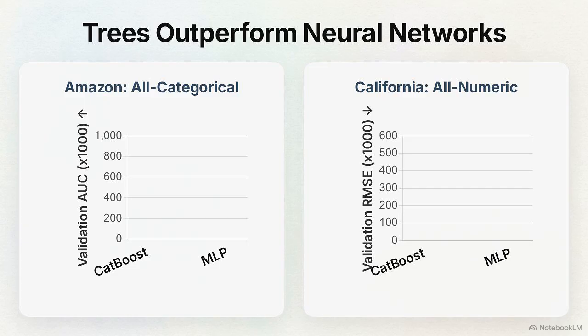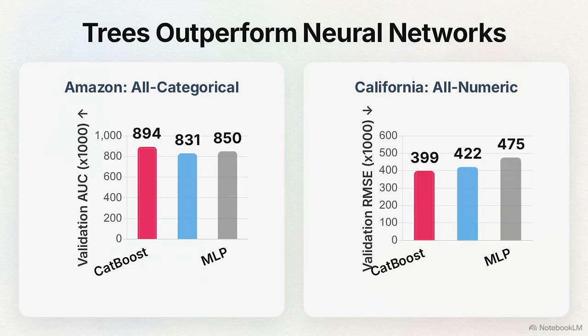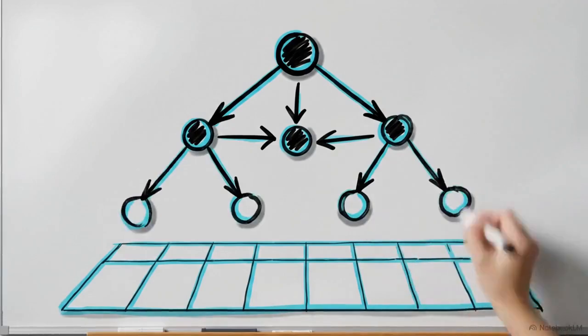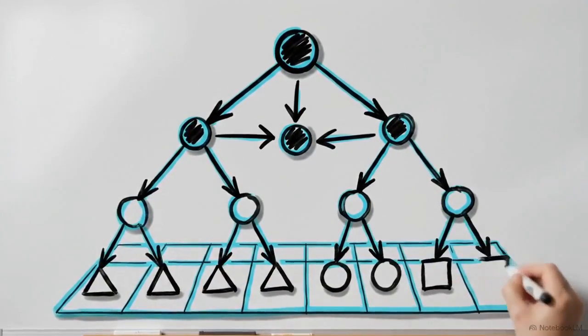This bar chart shows a performance comparison across an all-categorical dataset and an all-numeric dataset. The tree ensembles reach higher accuracy margins across both datasets compared to the neural network baseline, without requiring per-dataset tuning. Gradient-boosted trees win the tabular domain. They succeed because their architectural bias exactly matches the inductive reality of business data.